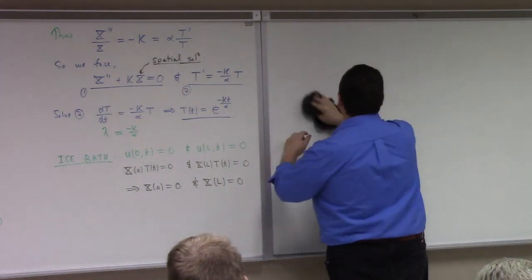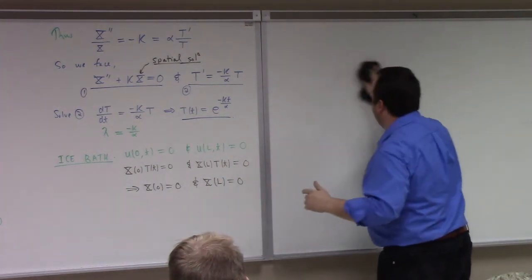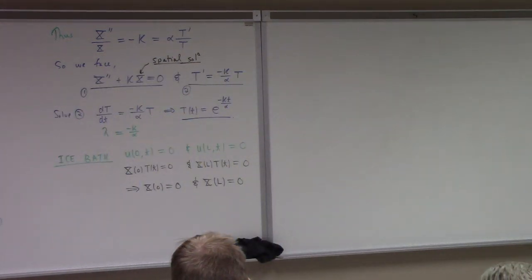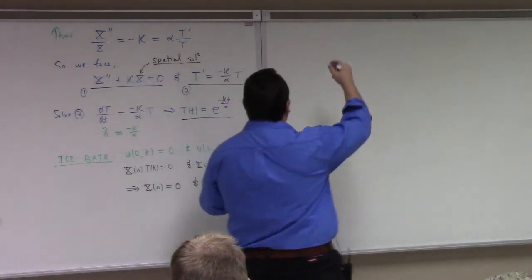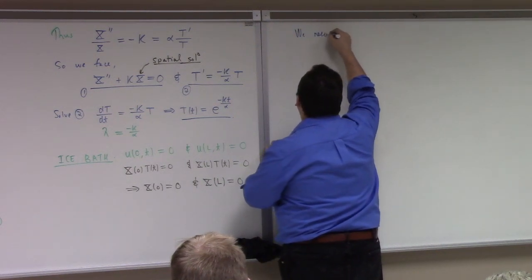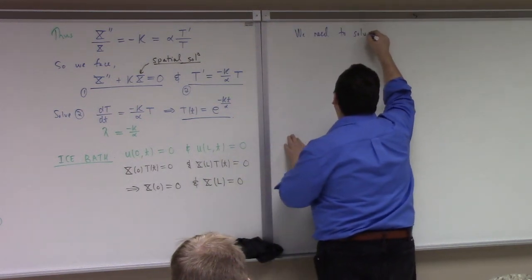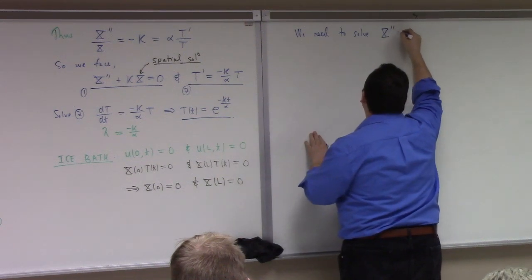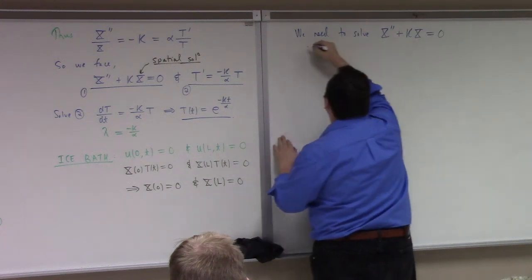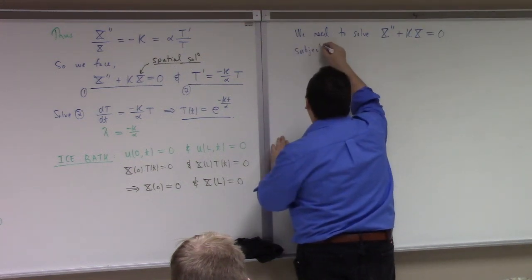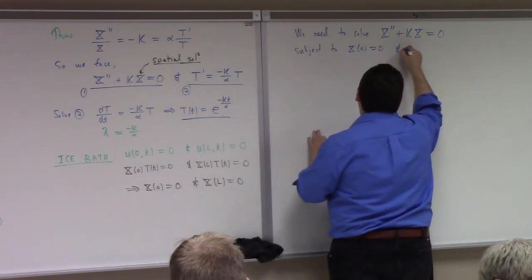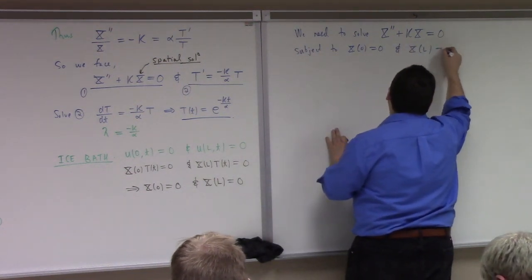well, you guys will remind me. So let's get to it. So we need to solve x prime prime plus kx equals 0, subject to what? x of 0 is 0, and x of L equals 0.